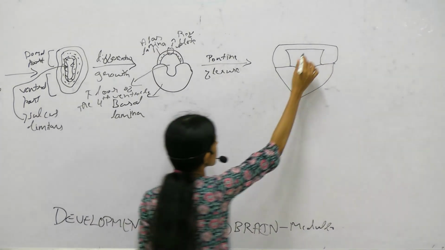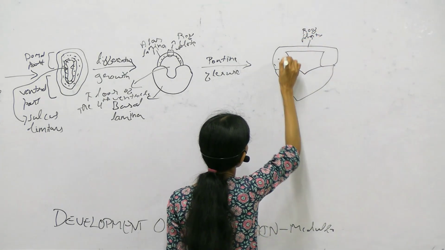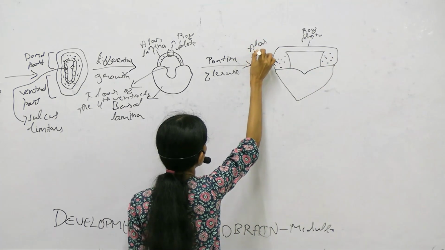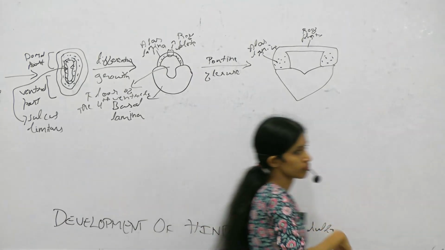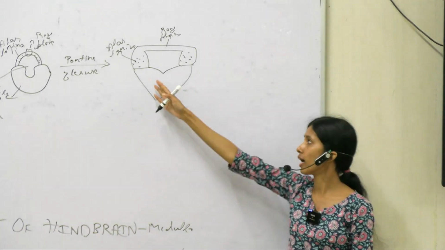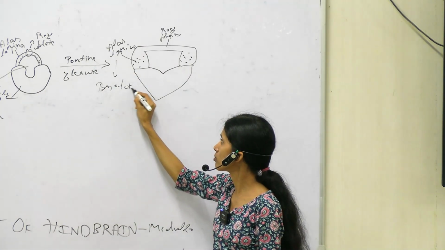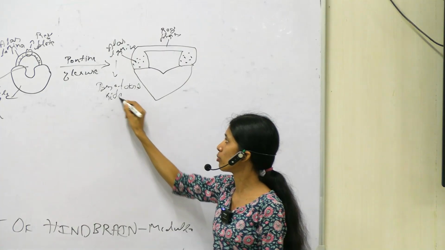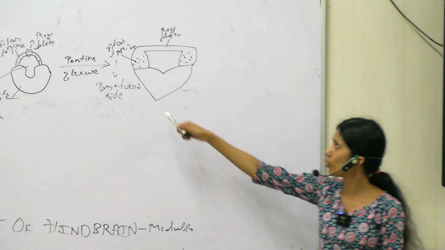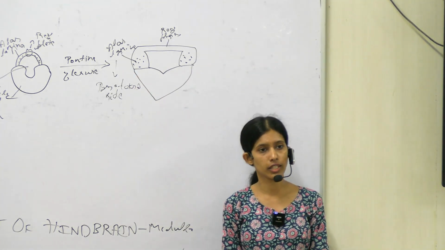Okay, so now this is the roof plate and this is your alar lamina. Once the roof gets thin and extended, your alar lamina will be pushed towards the dorsolateral side. We all know alar lamina is sensory in function and basal lamina is motor in function.